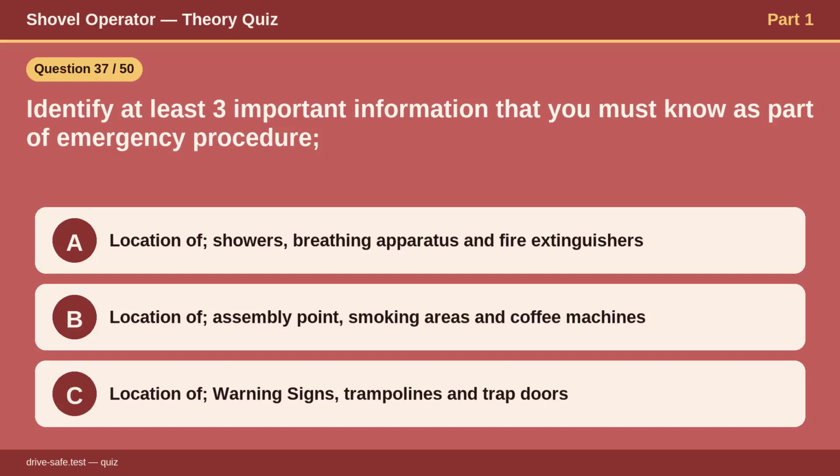Question 37. Identify at least 3 important information that you must know as part of emergency procedure. Option A. Location of showers, breathing apparatus and fire extinguishers. Option B. Location of assembly point, smoking areas and coffee machines. Option C. Location of warning signs, trampolines and trapdoors. The correct answer is option A. Location of showers, breathing apparatus, and fire extinguishers.